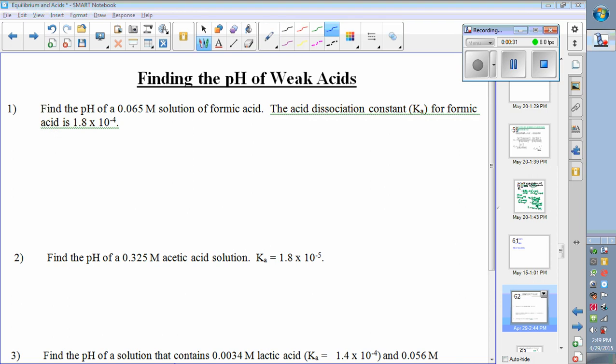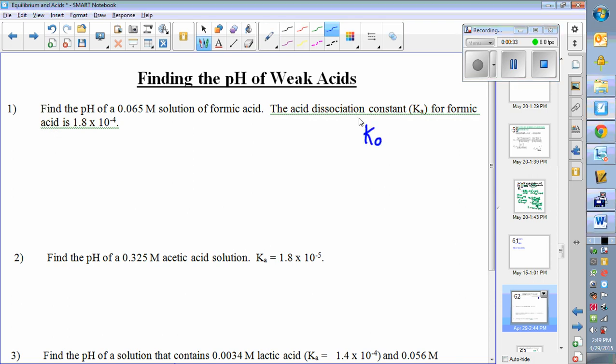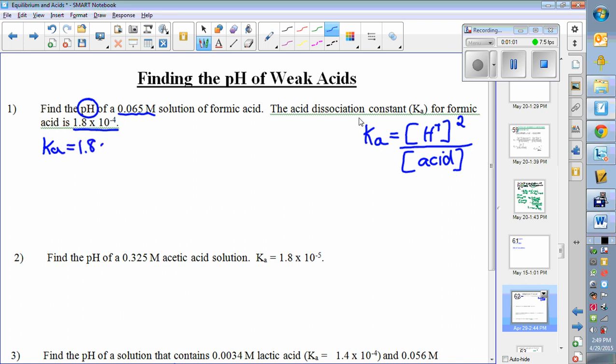Okay, so what we will be using is the formula that says that the Ka is equal to the hydrogen ion concentration squared over the concentration of the acid. For example, in this first question, the question asks for the pH of a solution where this is the concentration of formic acid and the dissociation constant is given. As soon as a Ka is given, we cannot assume that the reaction is quantitative.